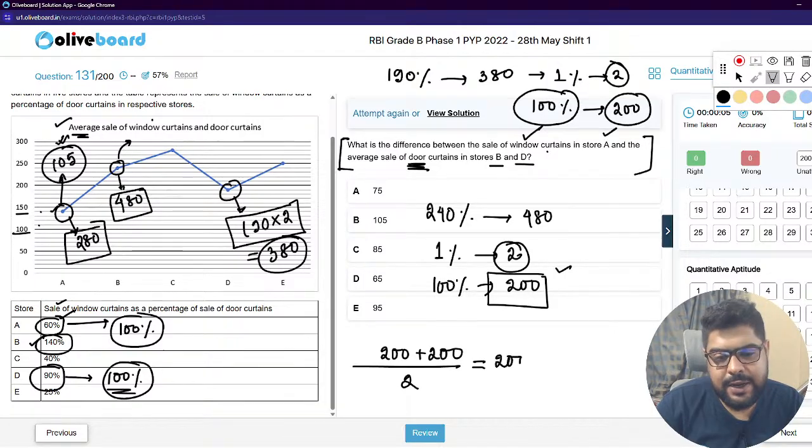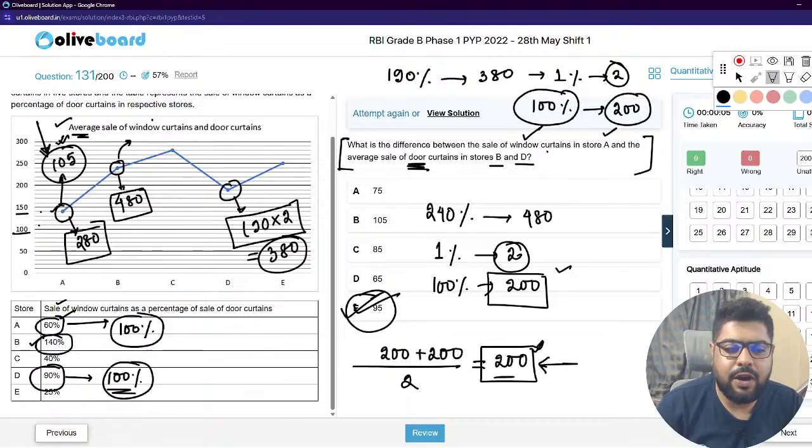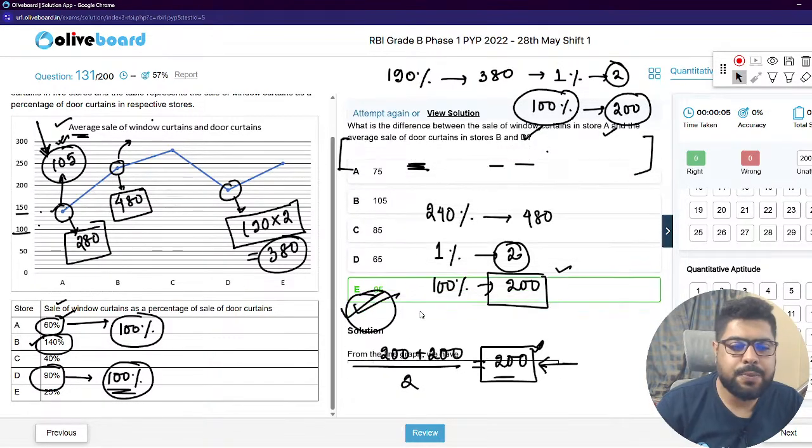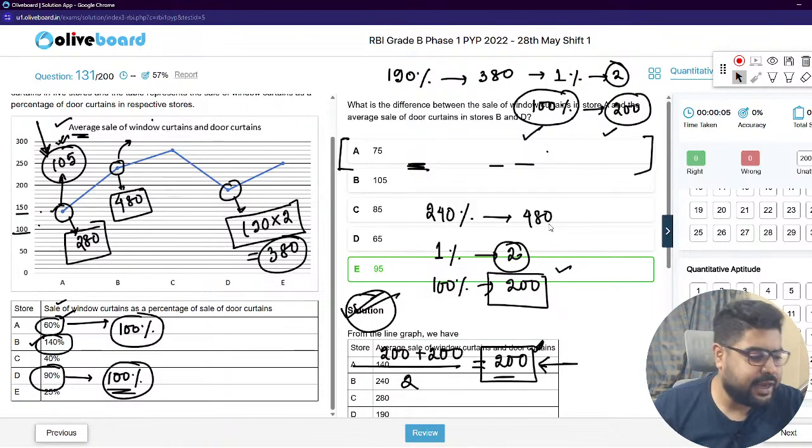So it is 200. Now they are asking the difference between this average and the number of window curtains sold in shop A. So 200 and 105, the difference will be 95. Option E is the answer. Option E is your correct answer without a shadow of a doubt. Very simple. Very, very, very simple.